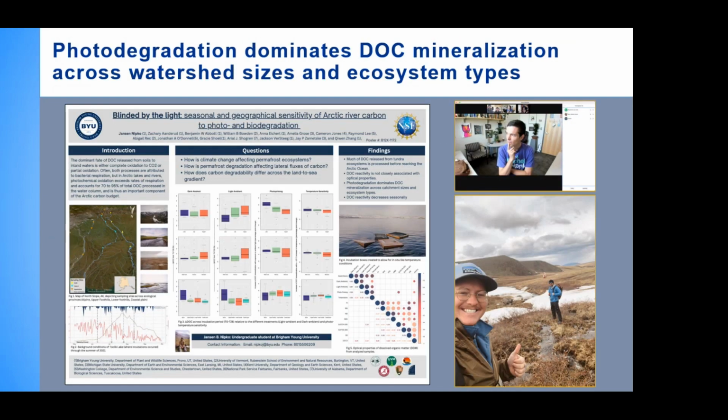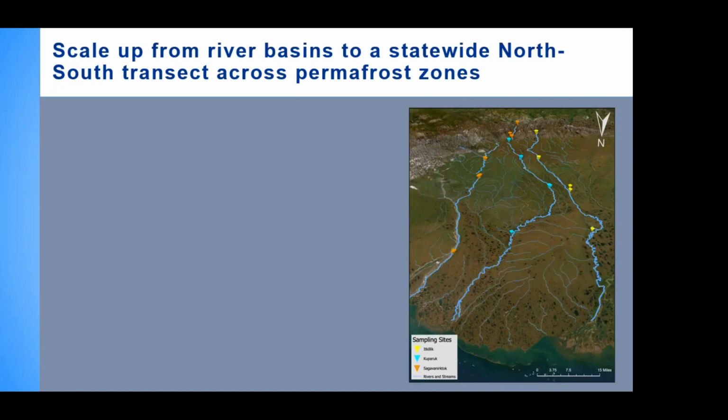Eventually, he presented his results at AGU, which is the annual meeting of the American Geophysical Union, showing that photodegradation dominates DOC mineralization across watershed sizes and ecosystem types. But I wanted to scale up further from river basins to a statewide north-south transect across permafrost zones.